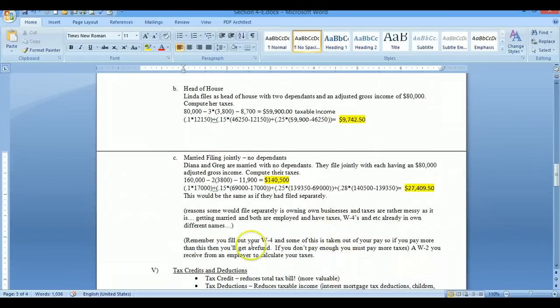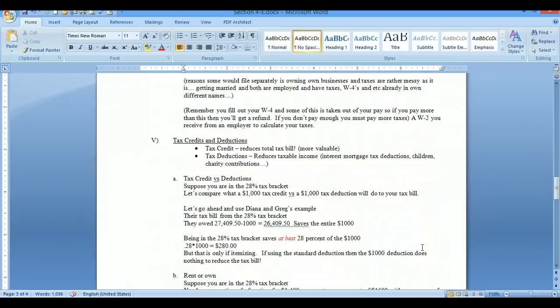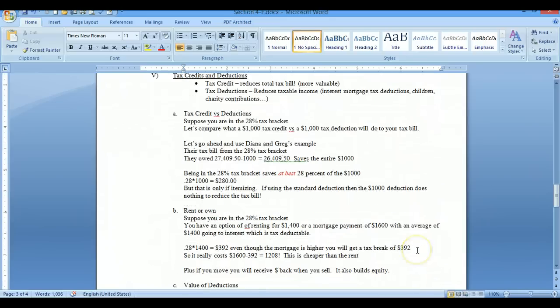All right. Remember that when you fill out your W-4, this is when you are employed. It has money taken out of your pay. And if you have extra money taken out of your pay, then you need to pay for your taxes, then you'll end up getting a refund. If you don't pay enough, then you have to pay taxes. The W-2 is what your employer sends to you at the end of the year so that you can calculate your taxes. Let's move on to Roman numeral 5, tax credits and tax deductions.